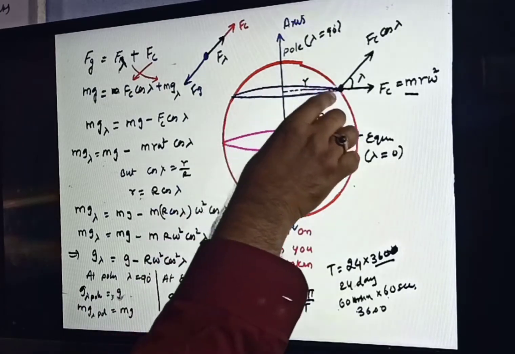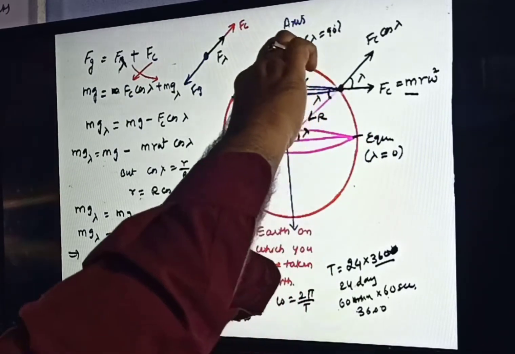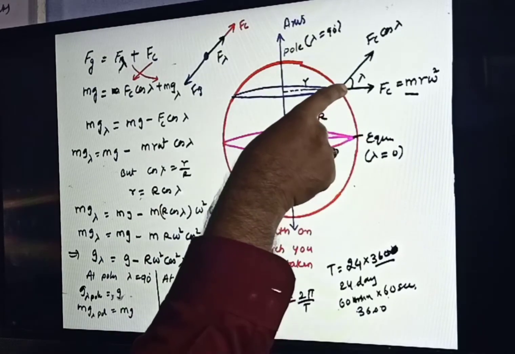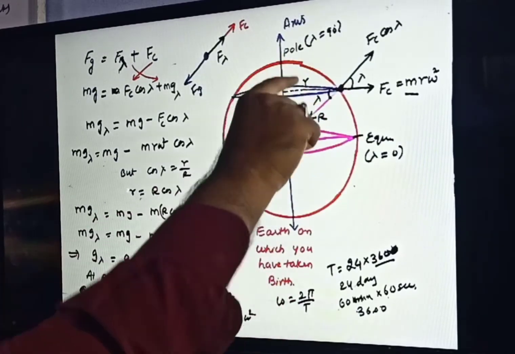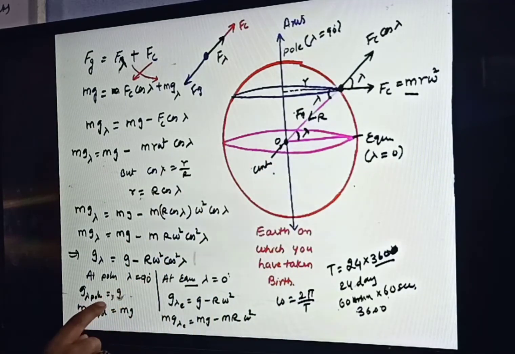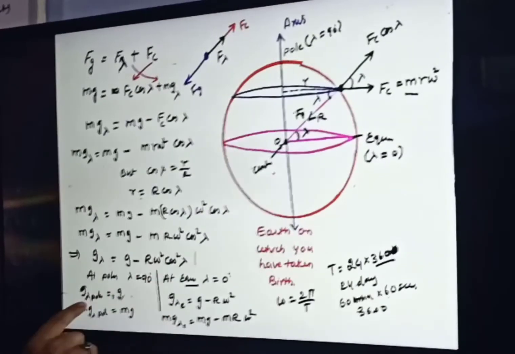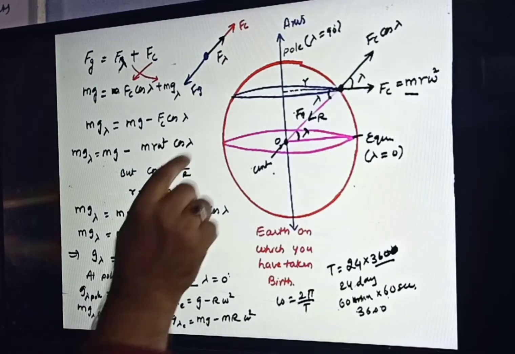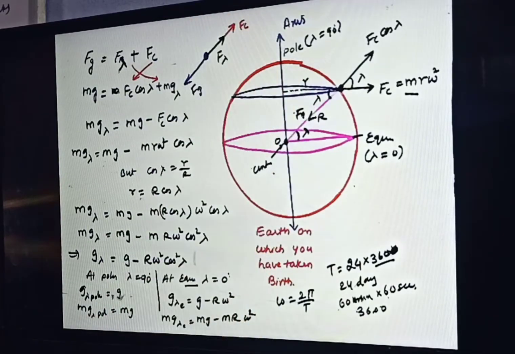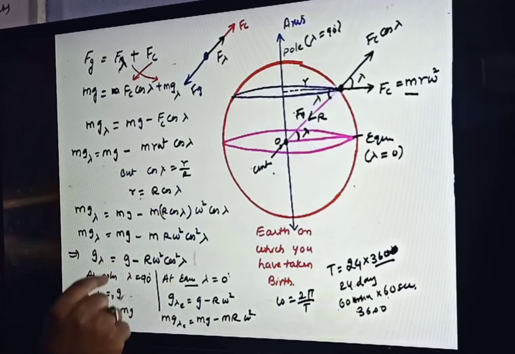At the poles, if you observe, this angle lambda will become exactly 90 degrees, because lambda goes on increasing, and when it reaches here, this angle becomes 90 degrees. Therefore, lambda is equal to 90 means cos 90 is going to be 0. So at the poles, this part won't be present. Therefore, g lambda at the poles will be only g, gravitational force acting downwards. So mg lambda at the poles will be just mg.